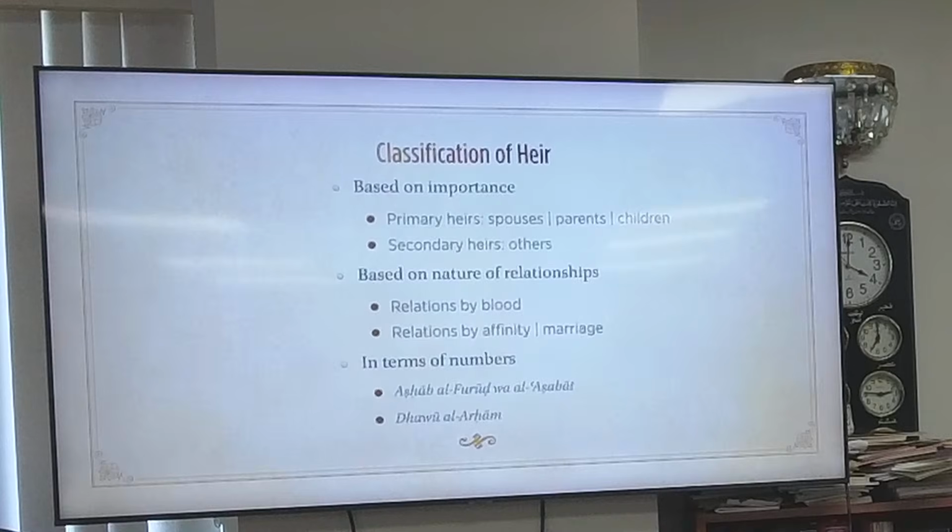Or we can look at the family based on the nature of relationships. Relations by blood, relations by marriage. And we can look also in terms of numbers. Ashabul Furud wal Asabat, and Zawul Arham. Ashabul Furud wal Asabat are 17 categories that can be expanded into 24 or 25. And Zawul Arham, i.e. distant relatives, those are about 48 people.